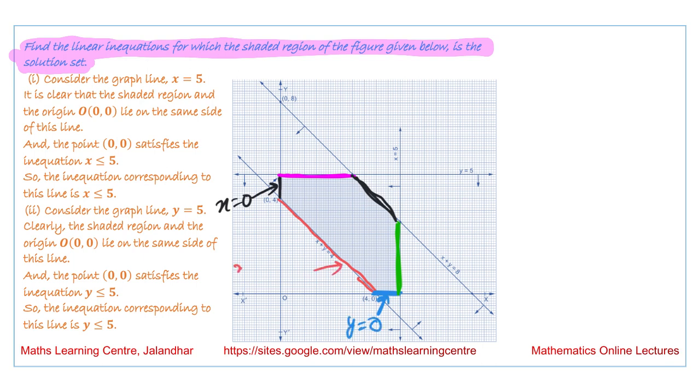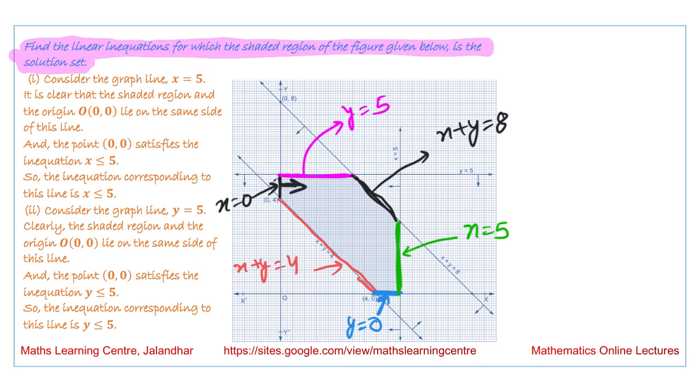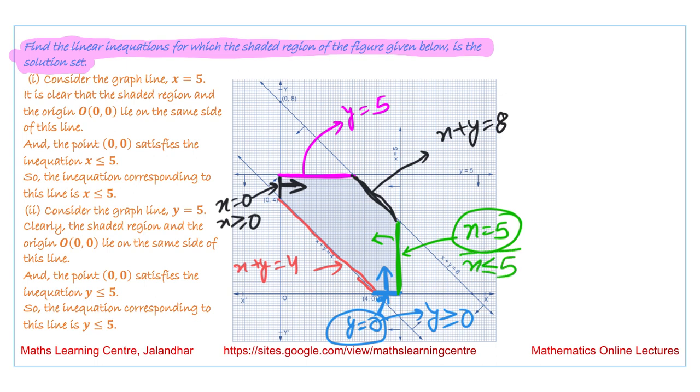For this line we have x plus y is equal to 4. For this line we have x is equal to 5. For this line we have x plus y is equal to 8, and for this line we have y is equal to 5. Now we require this portion, the right hand side, so we will have x is greater than equal to 0. For this upper region we will have y is greater than equal to 0. For the region before this we will have x is less than equal to 5.